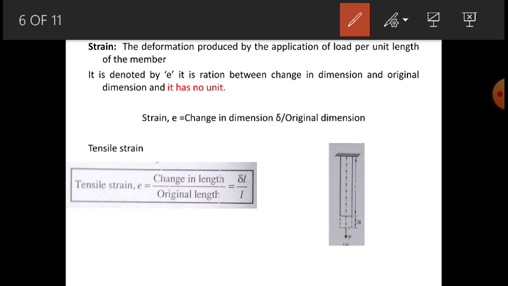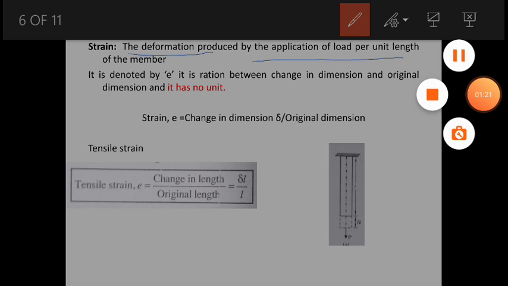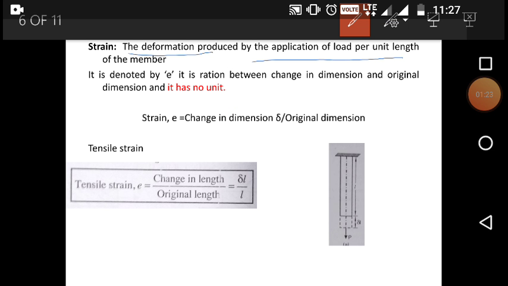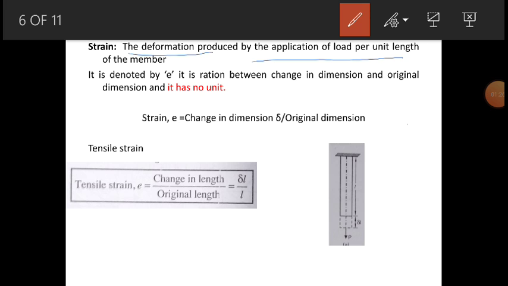As per the definition, it is the deformation produced by the application of the load per unit area on the member. It is denoted by the alphabet small e. It is a ratio between the change in dimension to the original dimension.